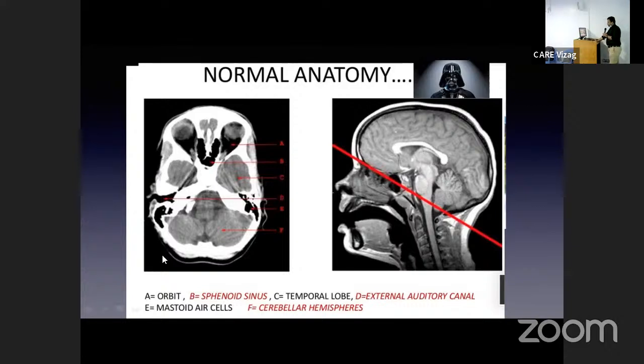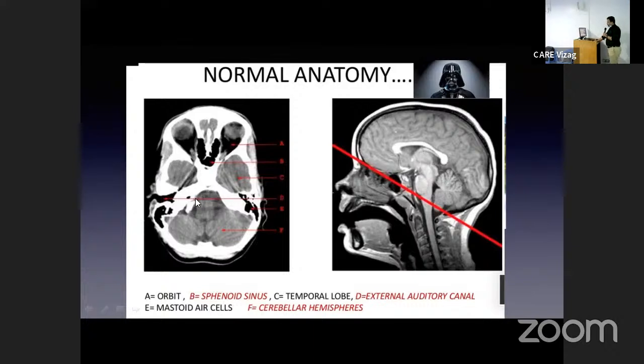Then the basal temporal cuts you are having, and then the orbits, and sometimes you'll be able to represent the optic nerve. This is the external auditory meatus, and these are the mastoid air cells. The spaces which you are seeing around the medulla are known as the perimedullary spaces. It is important to identify these spaces.